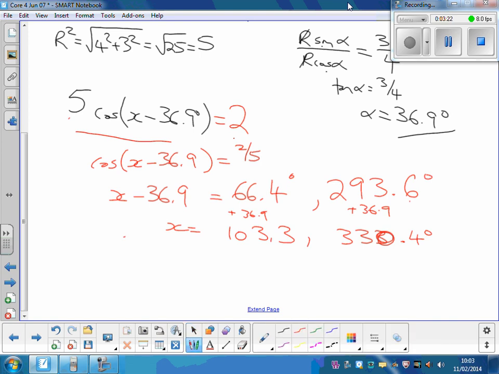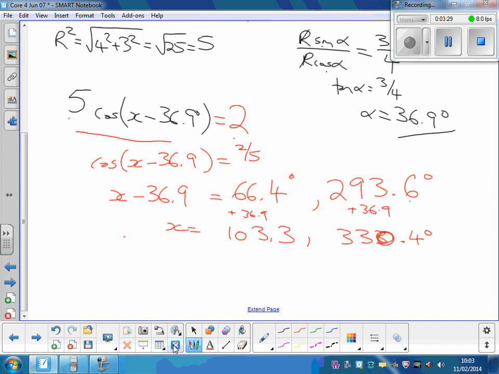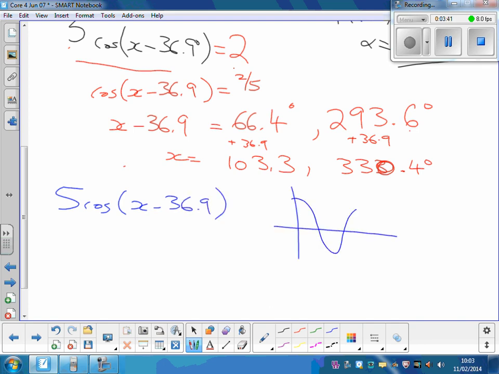Next part then says, when is its minimum value? I'll just show you again here. When is the minimum value of this thing? So again, we're looking for the minimum value of 5 cos of x minus 36.9. Now, this is a cos graph. Cos graphs go up and down from 1 to -1. But we're stretching it, doing a stretch times by 5 in this direction. So the highest it would ever be is 5, and the minimum value it would ever be is -5.